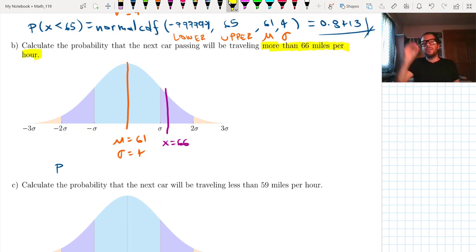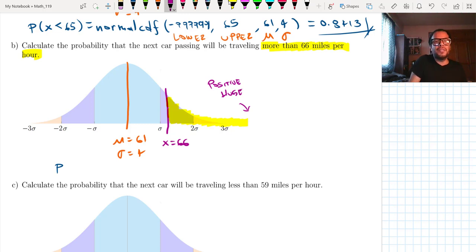More than. We are going to shade to the right of the lower limit. And then notice this is going to extend all the way to infinity. So this is now going to be a positive, huge number. So P of X greater than 66 this time.